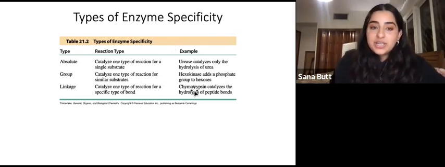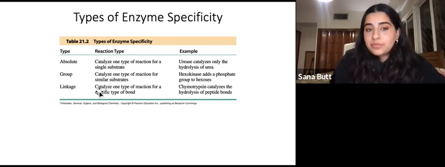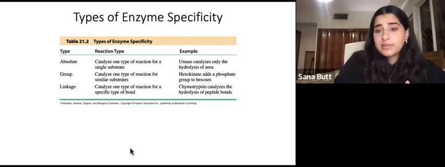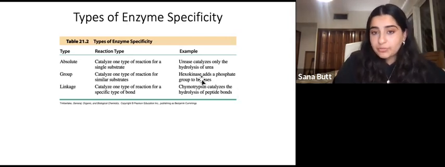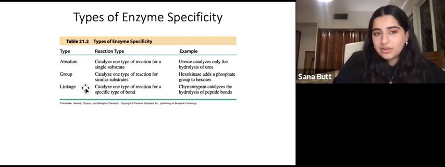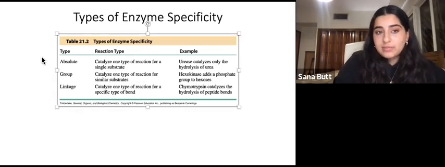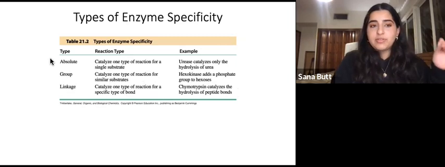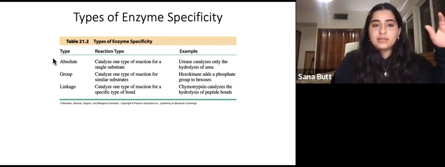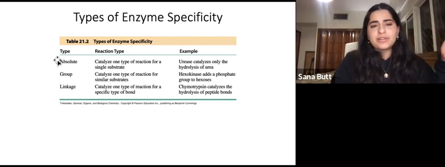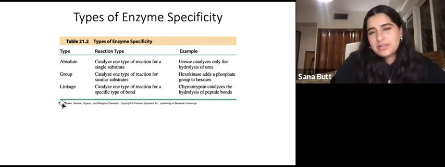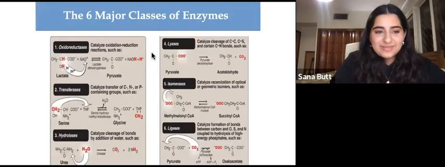Then lastly, you have linkage. So chymotrypsin catalyzes the hydrolysis of any and all types of peptide bonds, one type of reaction for a specific type of bond. So this would be the most broad type of specificity for enzymes, because it can catalyze anything with the peptide linkage, for example, for chymotrypsin, or maybe a different type of linkage for another. In general, think of it as 3 different levels, and they increase in the amount of things that they allow within their specificity to catalyze as you go down the list. I hope that made more sense.